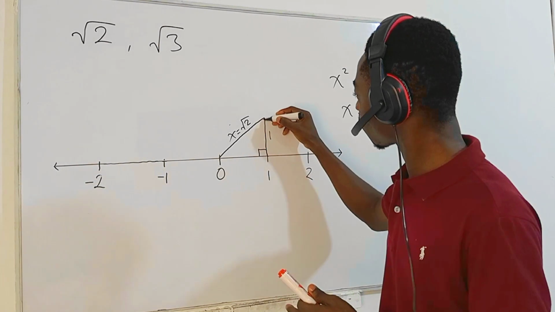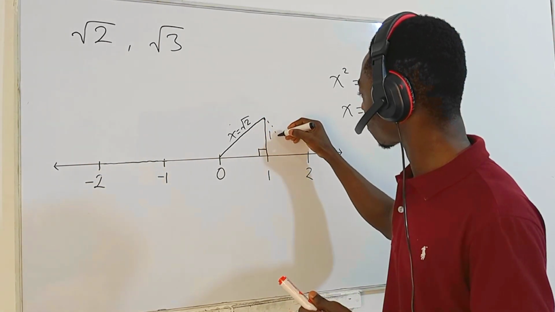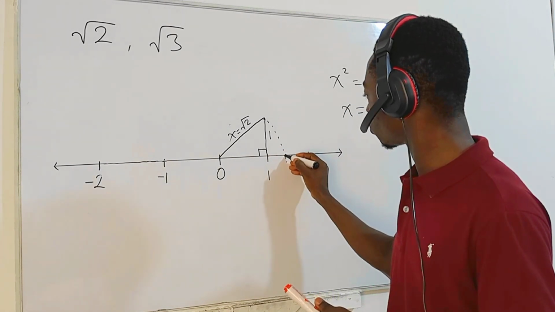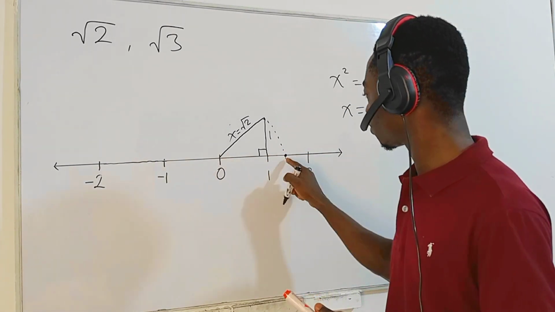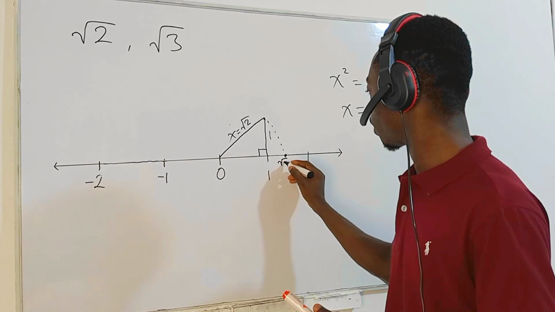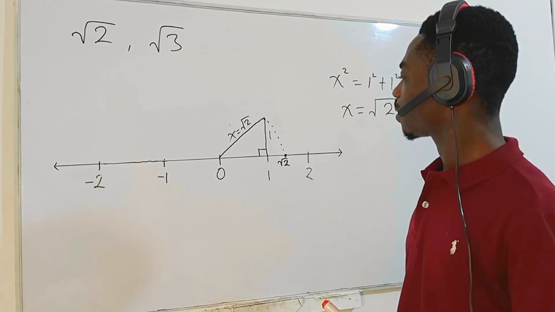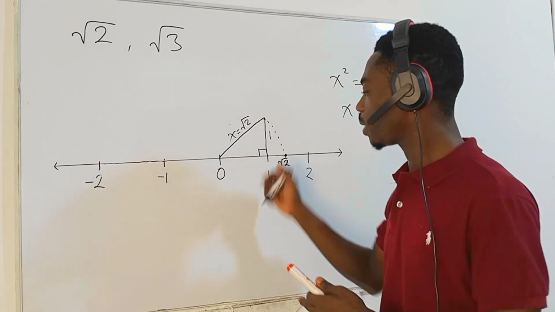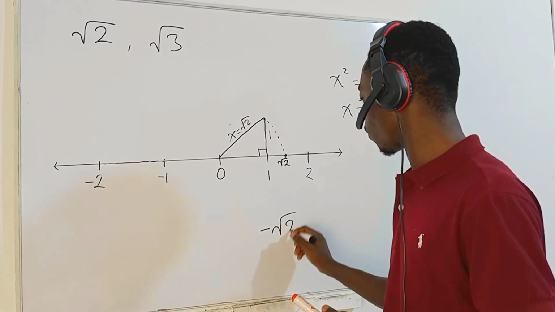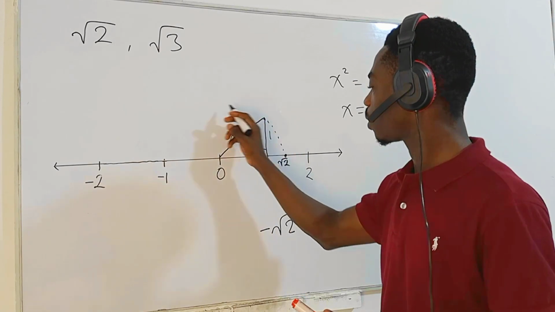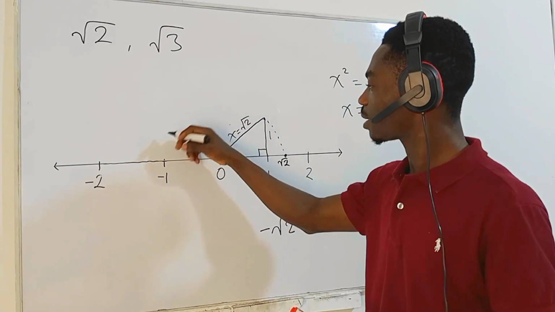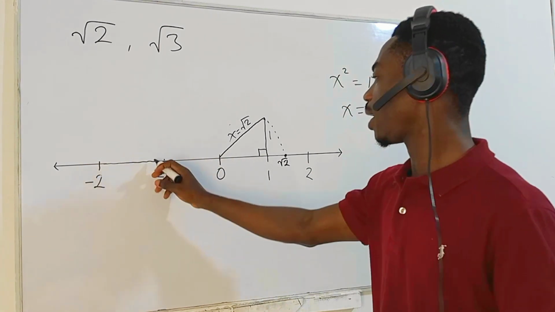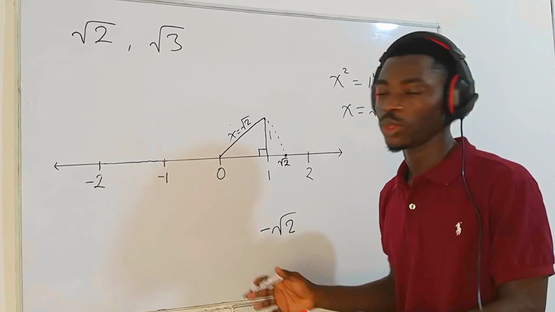So we just draw an arc to cut across the line like this, and this is going to be the point from here to here, which is now square root of 2. Now we have a circle with a radius of root 2. In case we need negative square root of 2, then we have to construct an arc like that, so that probably is going to be somewhere here because it's not drawn to scale.